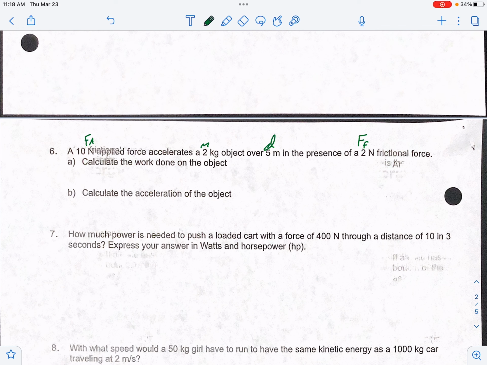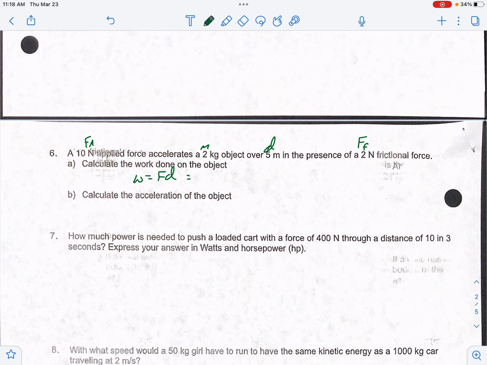Whatever the applied force is, that's the thing that's actually doing the work. So if I want to do work equals force times distance, it's just the applied force. It's whatever's doing the actual applied force. So it would be 10 times my distance, which is 5 meters. So 10 times 5 gives me 50 joules.